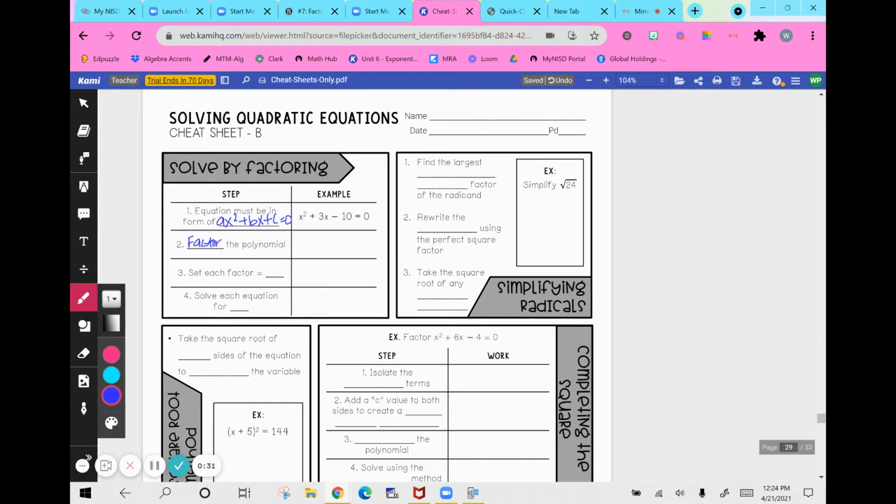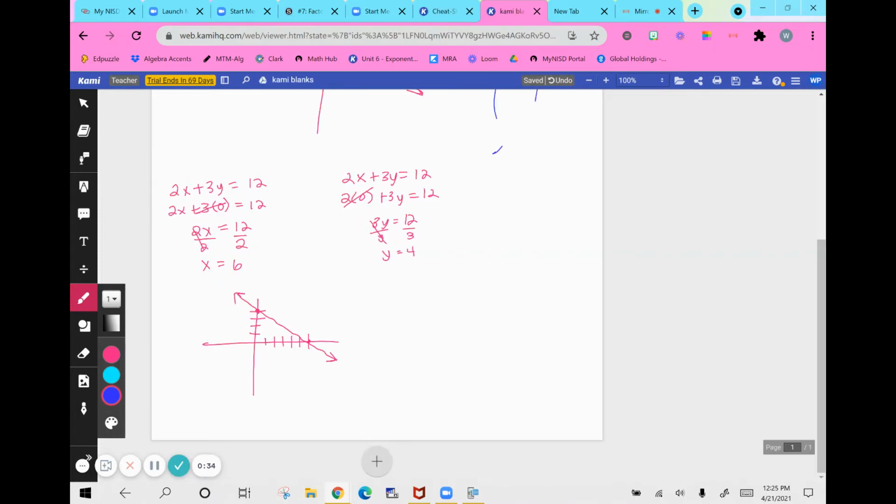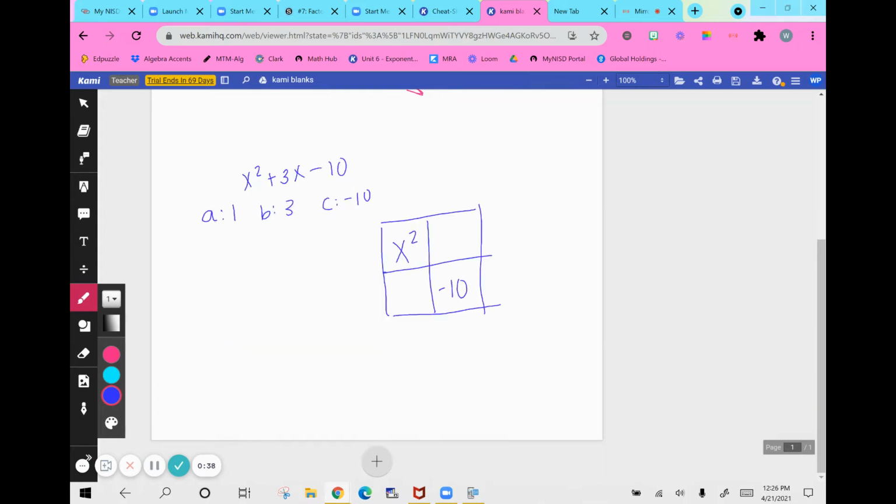I'm going to use the box method to do so. So give me just a second. Okay, so I went ahead and set this up. So you've got x squared plus 3x minus 10. My a is 1, b is 3, c is negative 10. And I want to find something that multiplies to a times c, so negative 10, and when I add them together, I get a positive 3.